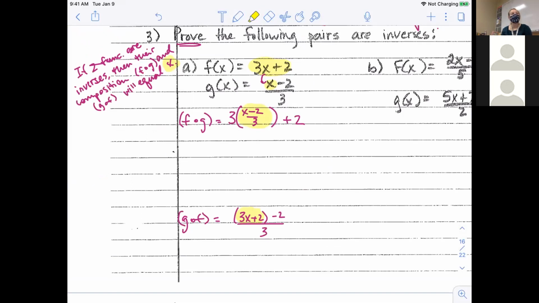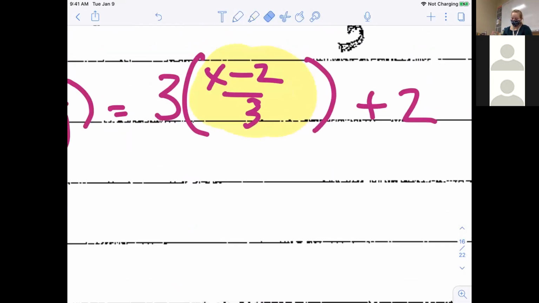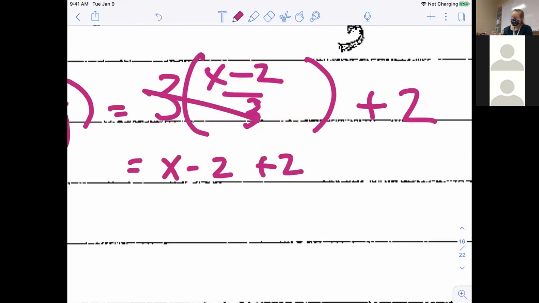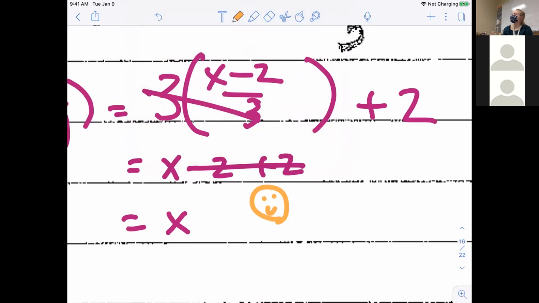All right, I'm going to go back and solve. So we're going to simplify, and we want it to equal x. So I'm going back to f of g. I've got 3 times x minus 2 over 3 plus 2. The 3's are going to cancel. 3 times something and then divided by 3 cancels out. So I get x minus 2 plus 2. Negative 2 plus 2 is 0. Oh, nice. I just got x. Nice little surprise. You got a little happy face there. Happy about it. Cool, that wasn't too bad.